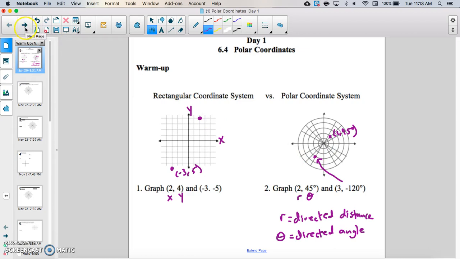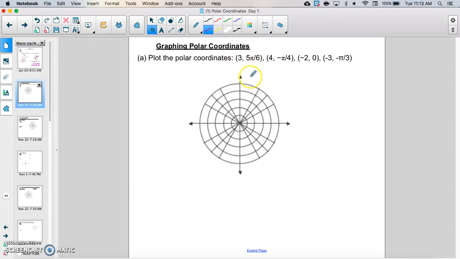Looking at our polar coordinates, in each of these situations, this is r, this is theta. So just like we did on the last graph, I'm going to graph each of these. For 3, 5 pi over 6, I'm going to count out to 3, and then I'm going to go to 5 pi over 6. So 1 pi over 6, 2 pi over 6, 3, 4, 5. So this is the point 3, 5 pi over 6. For 4, -pi over 4, I'm going to count out 1, 2, 3, 4, and go in the -pi over 4 direction. So that'd be my 4, -pi over 4.